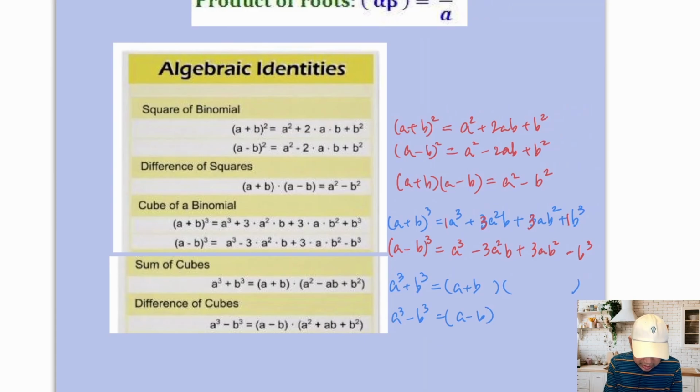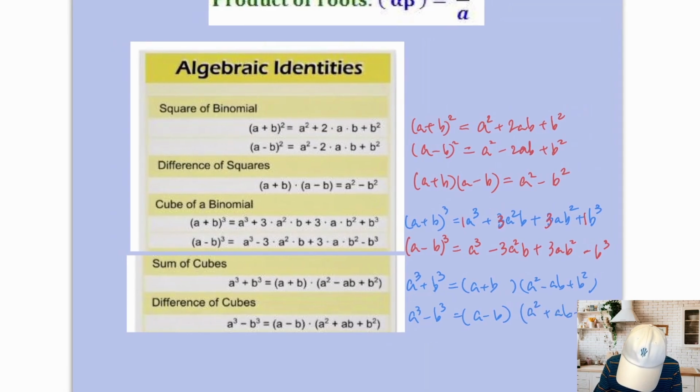You see that the signs are the same. And the second bracket, A squared minus AB plus B squared, and for the difference, A squared plus AB plus B squared. I think if you practice a few times, you could remember these formulas well. So totally we have 7 formulas. They are very useful in these sessions. Let's move on to the examples.